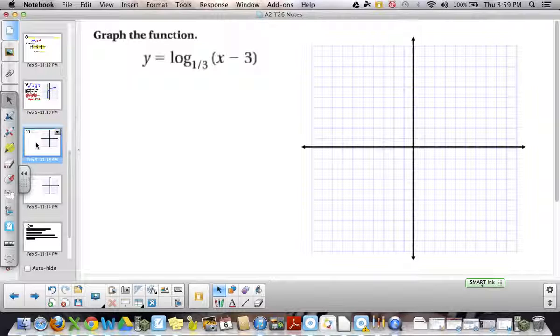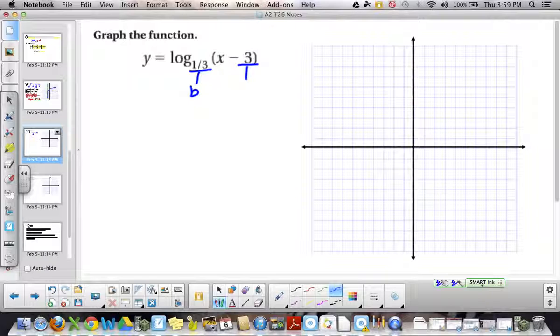Moving on to a second example. Again, the first step is to identify B, H, and K. So here's B. H is going to be here, and again, since it's minus, it will be 3. And there is no K, it's plus 0. Okay, so that's K. And again, A is what's multiplied in front here, which is just 1.